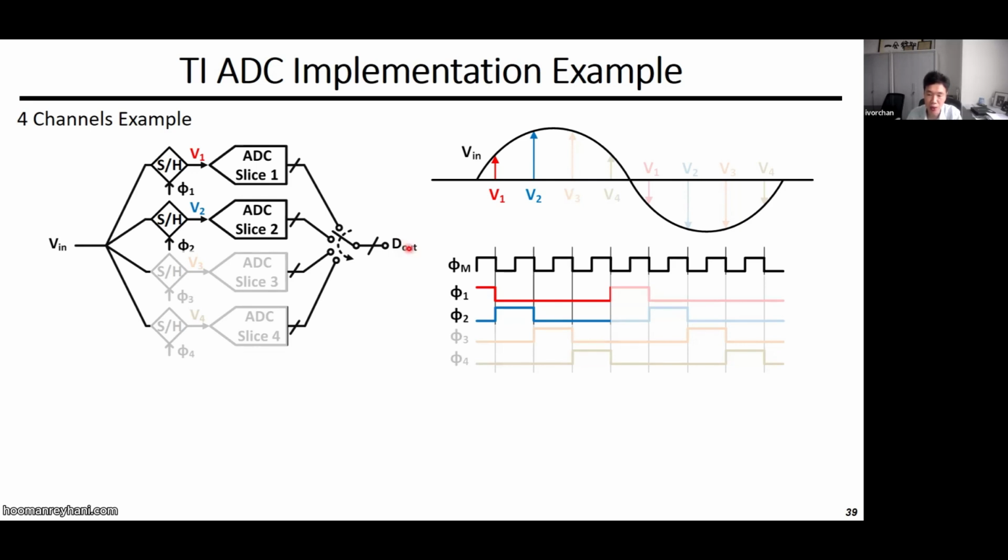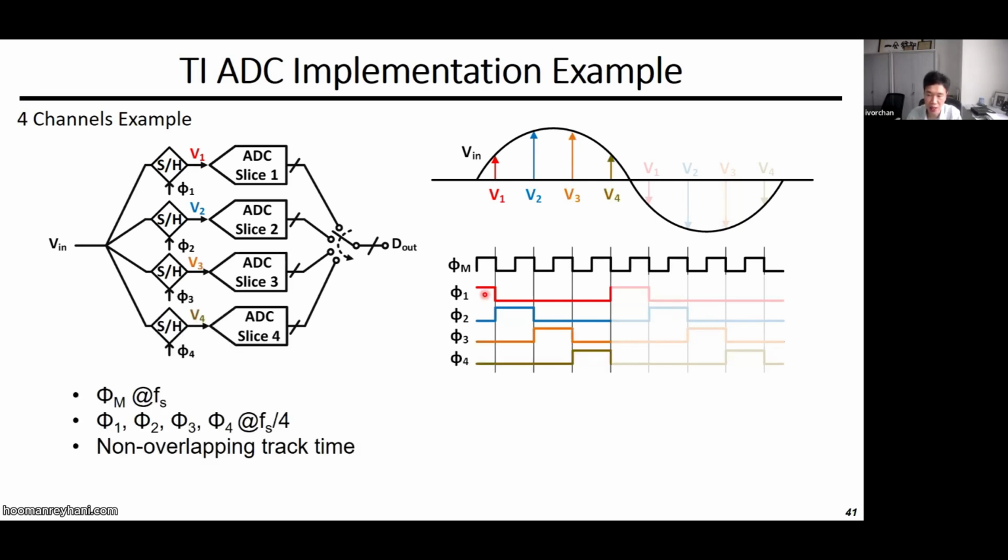So in this case, we have phi 1, phi 2, phi 3 and phi 4 in an interleaved manner, and they sample the input voltage in an interleaved manner.